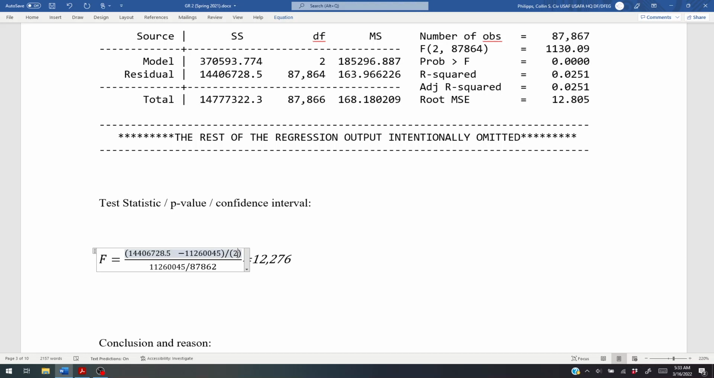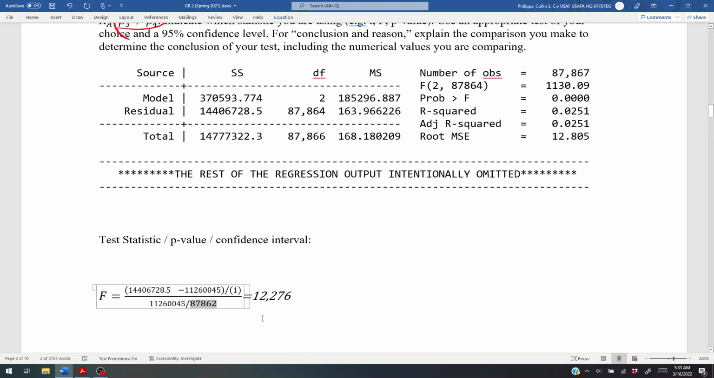So you could do this either way. You could put a 1 there. If you do, 12276 is going to double, right? Either way, you'll get the right answer because somebody gave you funny numbers up here. That's fine. This is the degrees of freedom from the unrestricted model.